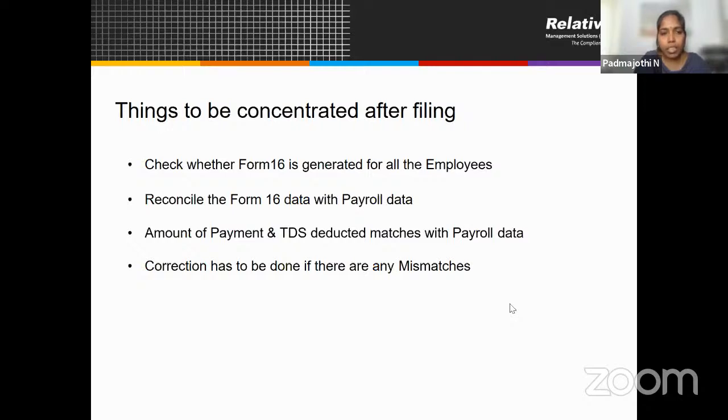If any employee has been missed, look deeper into whether you have filed both the annexures. If both the annexures have been filed, then generally the Form 16 will be generated. Otherwise, the PAN number may be incorrect. So please check and ensure all the employees got a Form 16. And then reconcile the Form 16 data with payroll data.